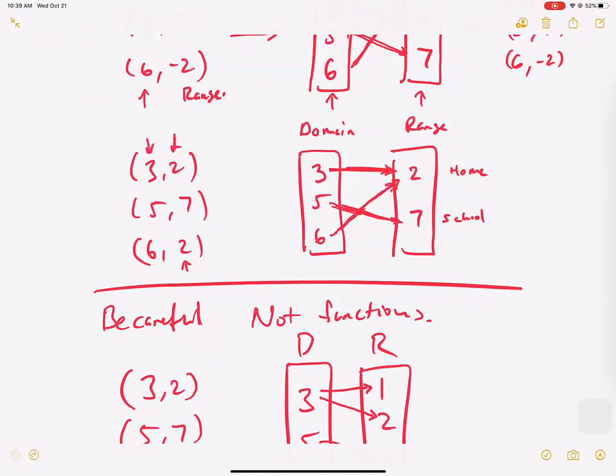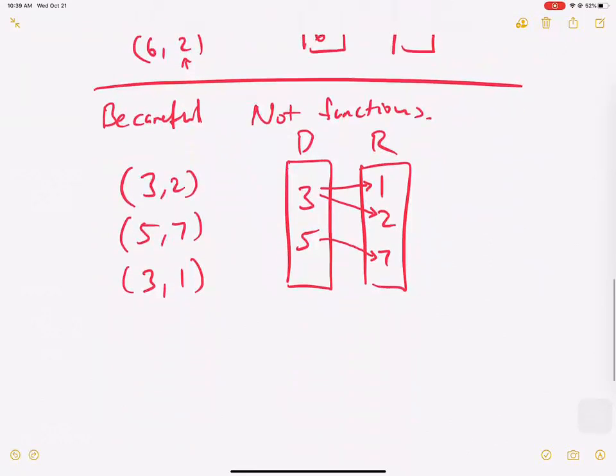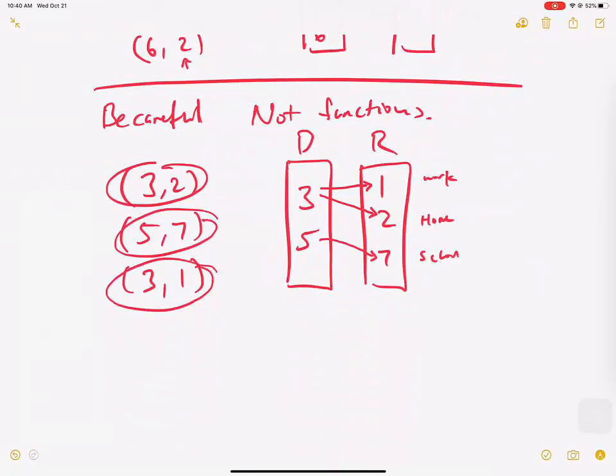Now, the problem is, can you be in 2 places at once? If I said, let's call this home, school, and we'll call this work. At 3 o'clock, you're at home. At 5 o'clock, you're at school. And then at 3 o'clock, you're home. Wait, you're at work? What? How can you be at work and at home at the same time? Well, distance learning, we can do it. But if your GPS is saying that you're at work and you're at home, this doesn't make sense.